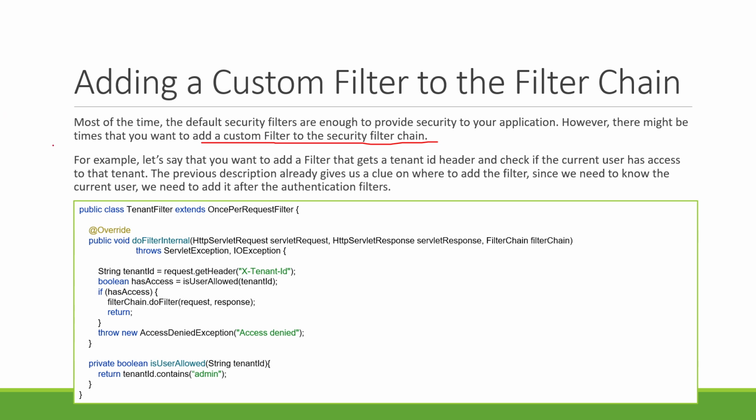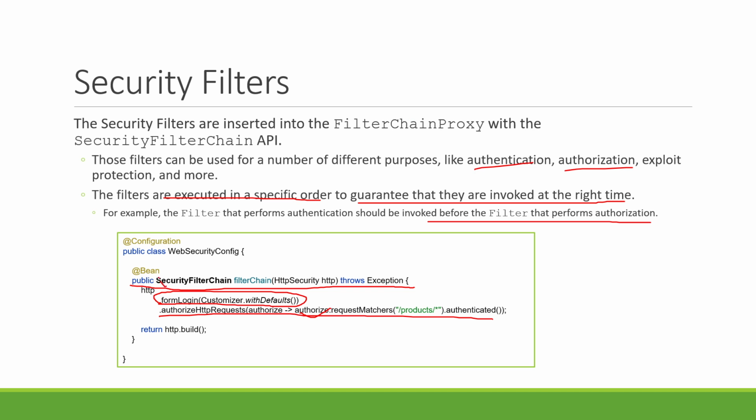Suppose let's say we want to add a filter that gets a tenant ID header and checks if the current user has access to the tenant. The previous description already gave us a clue on where to add a filter, so we need to know the current user, so we add it after the authentication filter or before. It doesn't matter for us. This one is just a test. Okay, so after we add the filter, we will configure it in the security filter chain here. That's how we deal with the security filter chain.